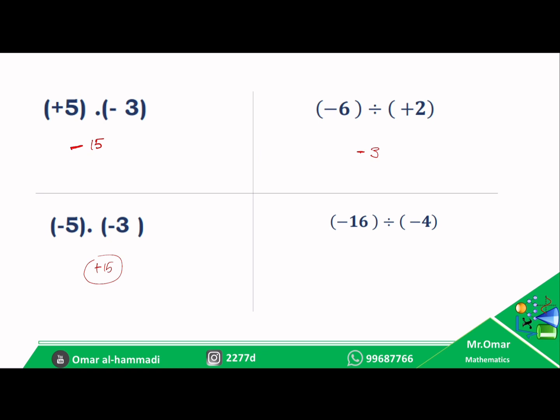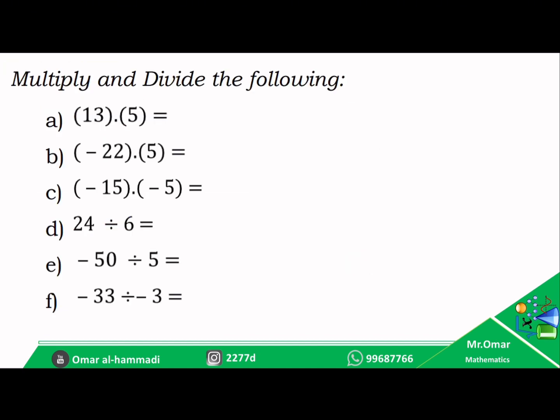Minus 5 multiplied by minus 3, minus 5 dot minus 3. This will give us what? Positive 15. Minus 16 divided by minus 4. This will give us what? Positive 4.